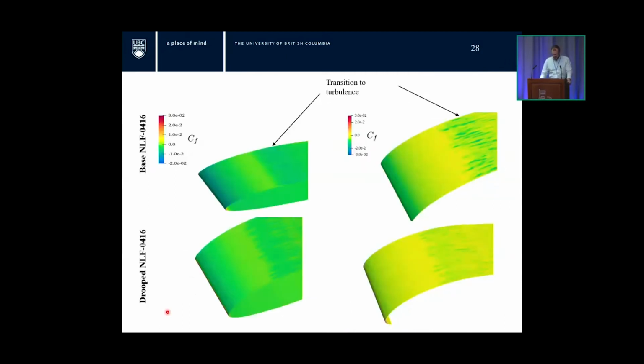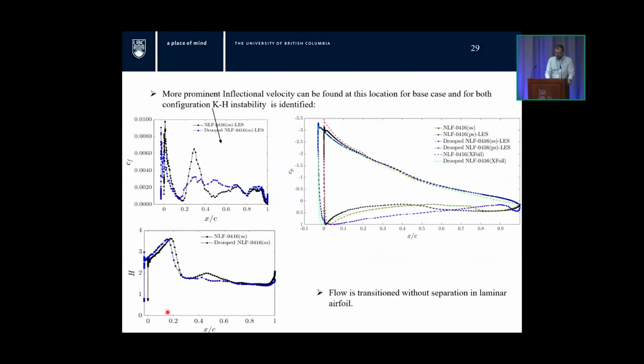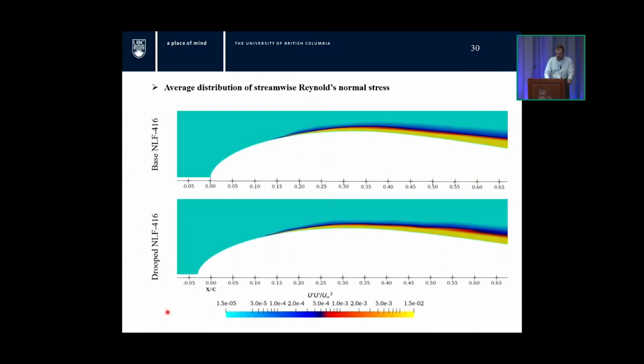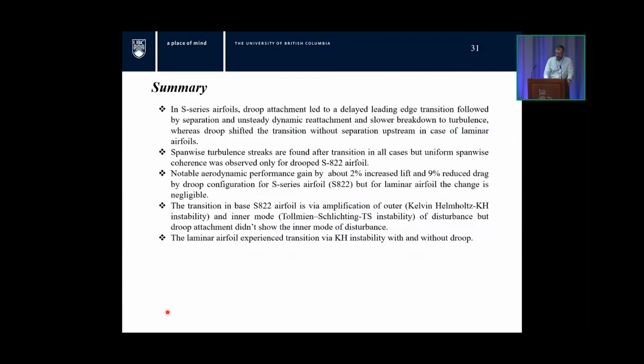Okay, again, the same comments about the impact of transition on the leading edge friction factor, the presence of inflection points or the absence of inflection points leading to the triggering of inviscid modes. I don't have time to really look at this, so maybe we'll again focus on the Reynolds stress distribution. Again, the base and the drooped airfoil are not tremendously different in the context of this NLF series. And this brings me to the end.